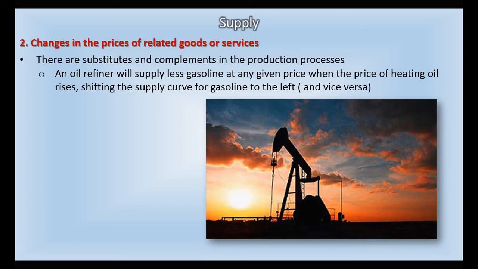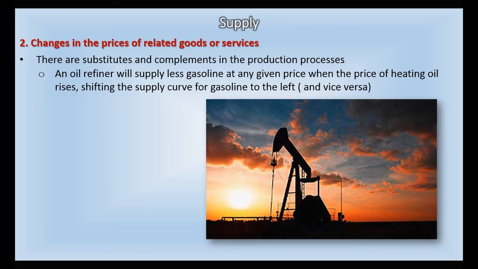Another factor that affects supply is changes in the price of related goods or services. So there are substitutes and complements in the production process as well. An oil refiner will supply less gasoline at any given price when the price of heating oil rises, shifting the supply curve for gasoline to the left, and vice versa. And that is because they are substitutes in production. An oil refiner can produce both gasoline and heating oil.